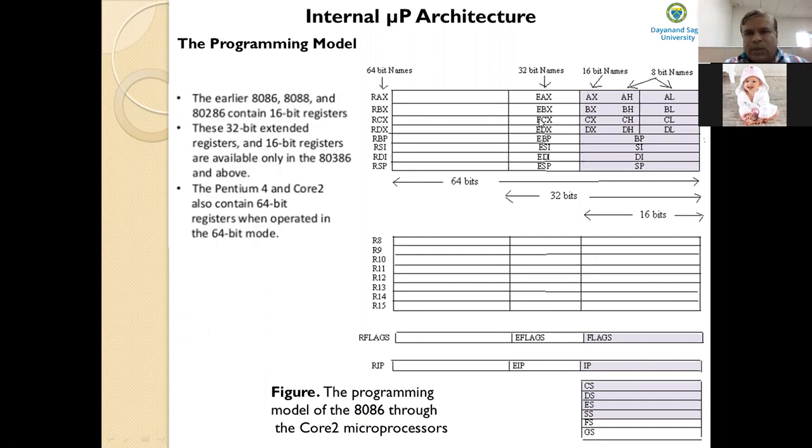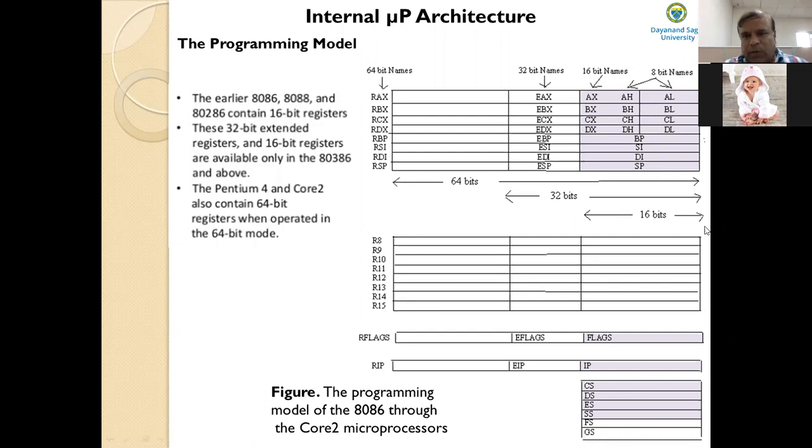Observe the diagram properly. If you observe here, we have 16-bit registers, 32-bit registers, and 64-bit registers. The earlier 8086, 8088, and 80286 contain the 16-bit registers. That means they are 16-bit architecture. When I say 16-bit architecture, its instruction set, its registers, the control unit, and the arithmetic and logic unit are built to operate on 16-bit data.